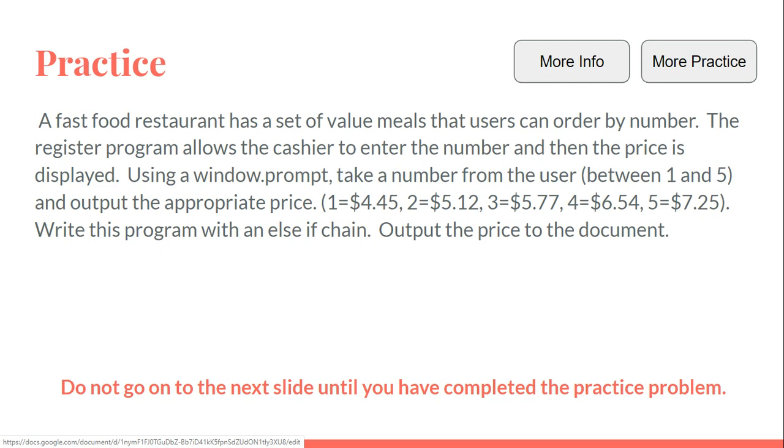This is our practice problem for the lecture. A fast food restaurant has a set of value meals that users can order by number. The register program allows the cashier to enter the number and then the price is displayed. Using a window.prompt, take a number from the user between 1 and 5 and output the appropriate price. Write this program with an else if chain because this is a set of mutually exclusive options. And once you know what the output is, output it to the document.